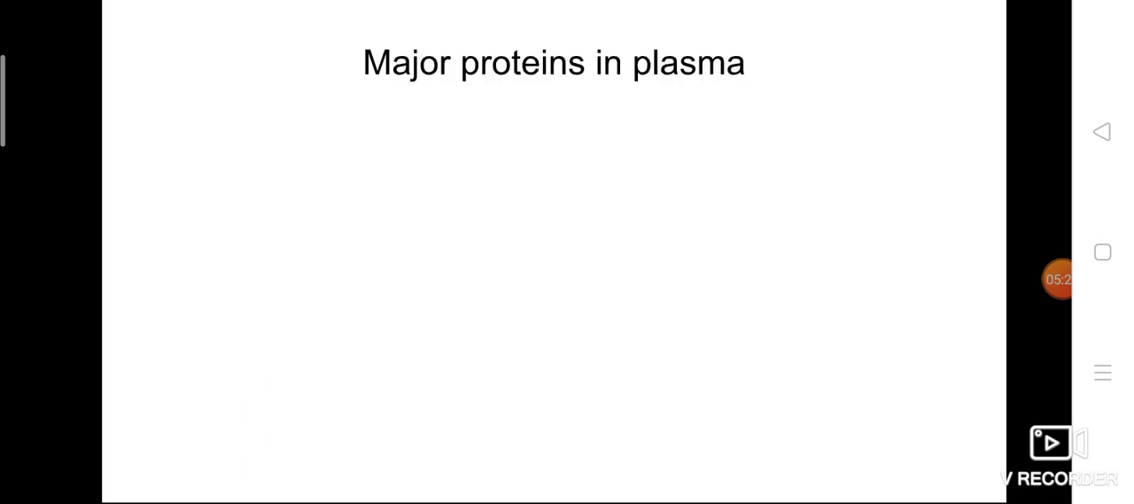Okay, now we are going to see what are the major proteins present in plasma. Just now I told you plasma contains 8% of proteins. What are the proteins? The first one is fibrinogen. It is a protein which is present in plasma. Its main function is the blood clotting mechanism. It is responsible for the blood clotting.